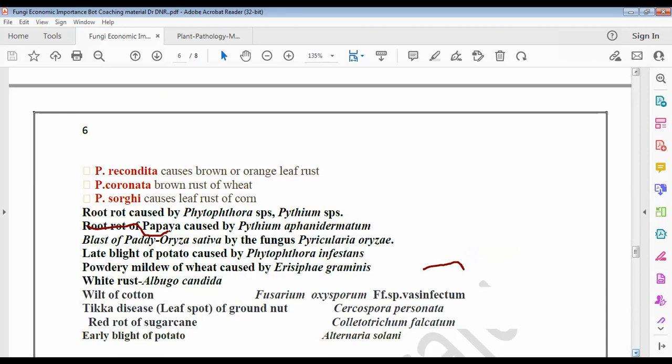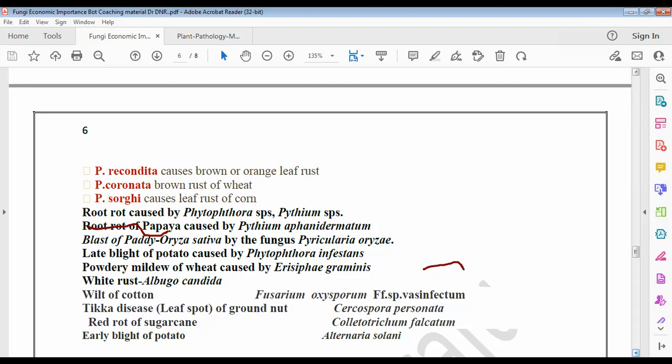And so many root rot diseases are caused by Phytophthora and Pythium. Why are Pythium and Phytophthora soil-borne fungi? These are there in the soil. That's why they cause the root rot diseases. Root rot of papaya.